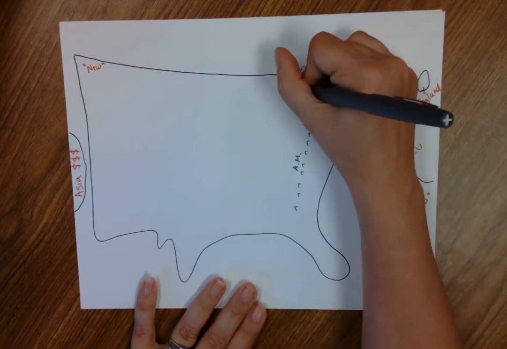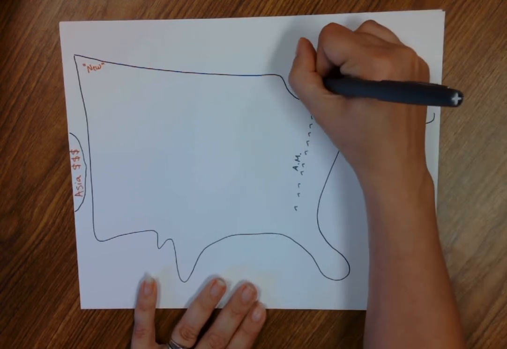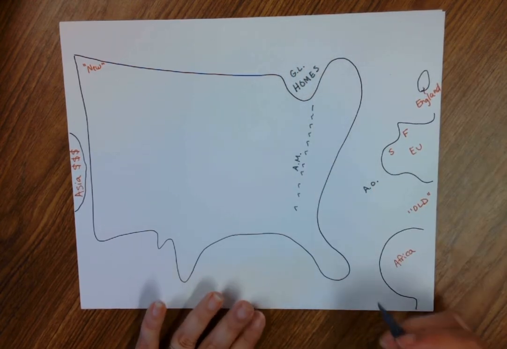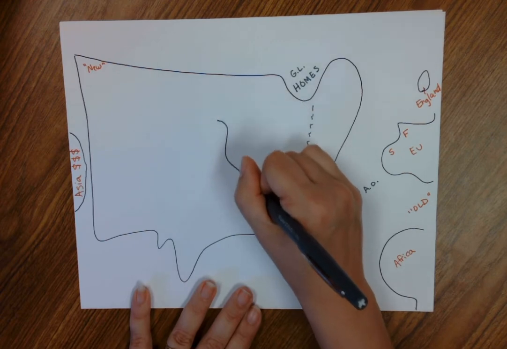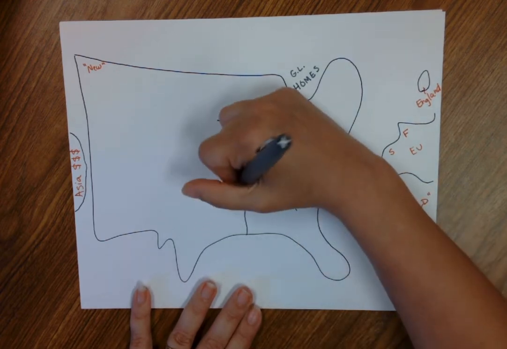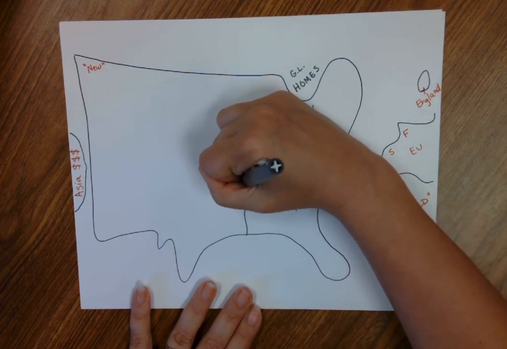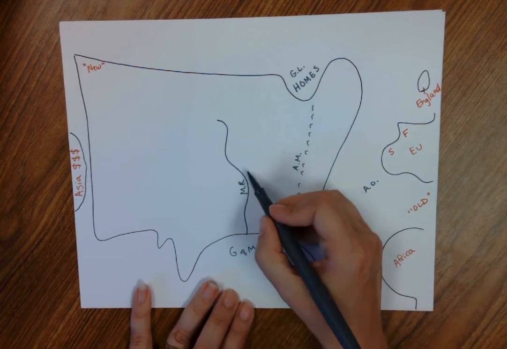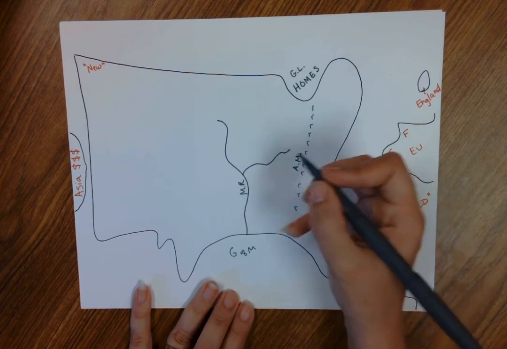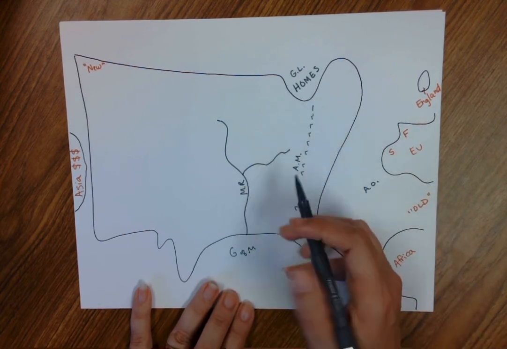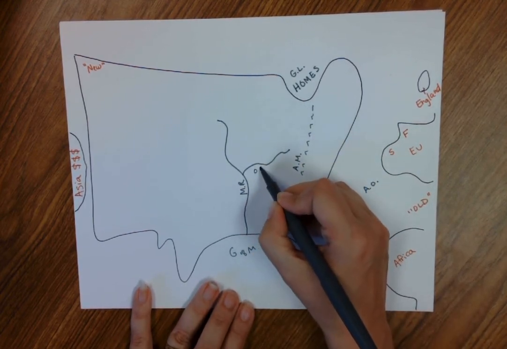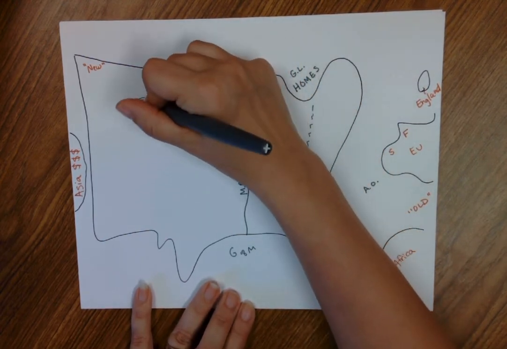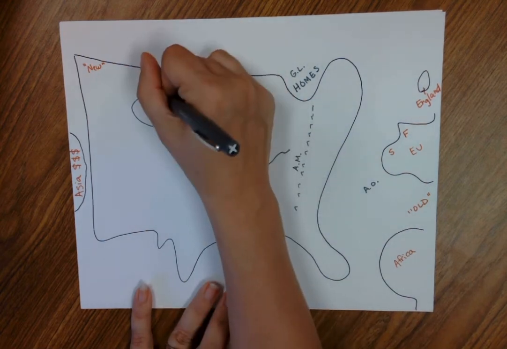To remember the Great Lakes, we tell ourselves HOMES: Lake Huron, Lake Ontario, Lake Michigan, Lake Erie, and Lake Superior. America's highway, travel, trade, transportation is none other than the Mississippi River. It's going to flow into the Gulf of Mexico. Flowing into the Mississippi River is our Ohio River, creating that good fertile soil. And then, of course, we also have the Missouri River.